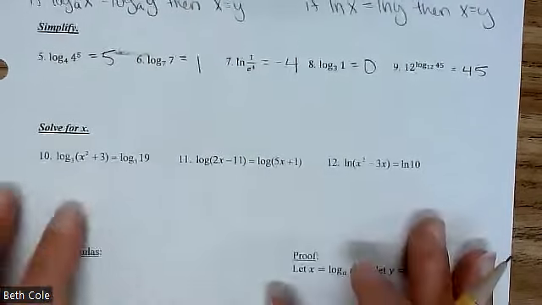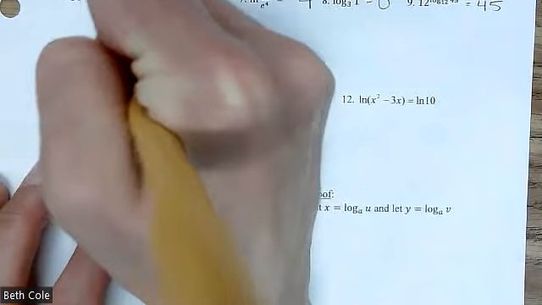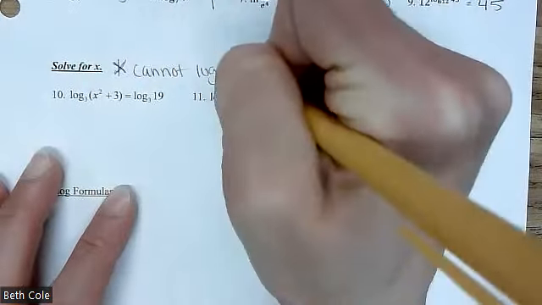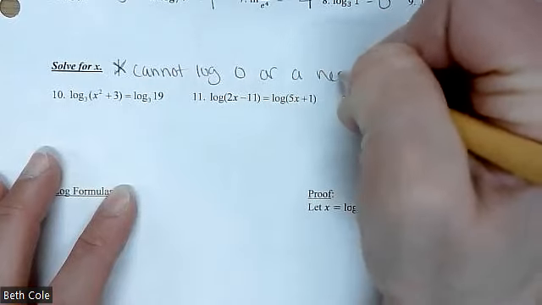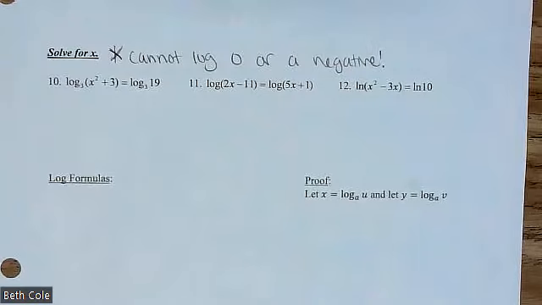Okay? Now these say solve for x. So we're solving equations. Now I want to remind you, I brought this up before, but let's bring it up again. You cannot log 0 or a negative number. You can't do a log of 0 or a negative. If you try, it just won't work. You can go back to that lesson if you want, or you could just trust me. But you can't log 0 or a negative.